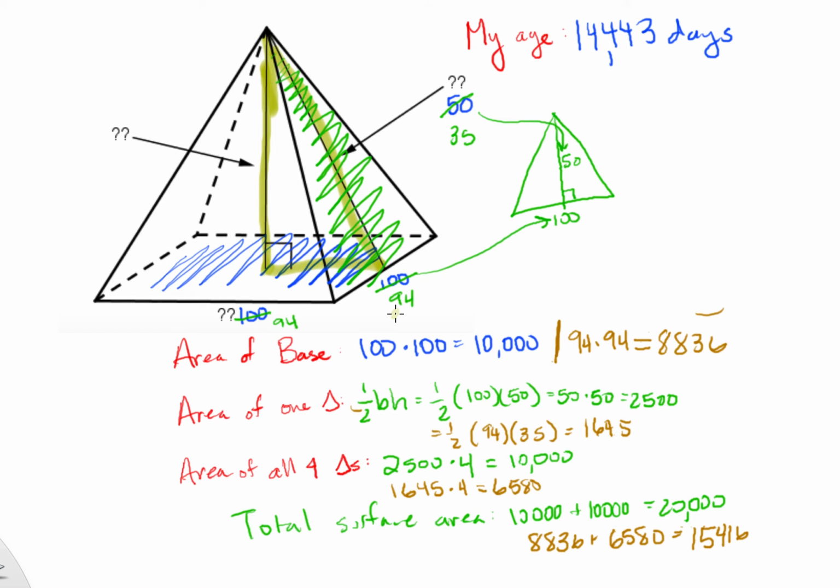Okay, so if you didn't get that right the first time, I want you guys to give that a try again today. That's going to be your assignment, is try that again today to see if you can come up with some measurements on this that give you a surface area as close as possible to your age. All right?